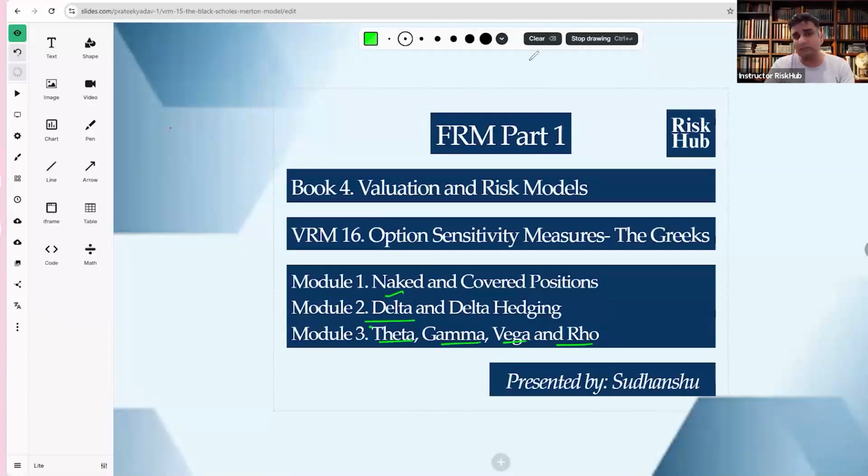Now, the biggest misconception which students take away from here is that there are only 5 Greeks in the world. No, there are many more Greeks also. Your syllabus, the whole FRM, is only talking about 5 Greeks, but there are many more. If you want to learn, in fact, I have written an article. I can show you one article.